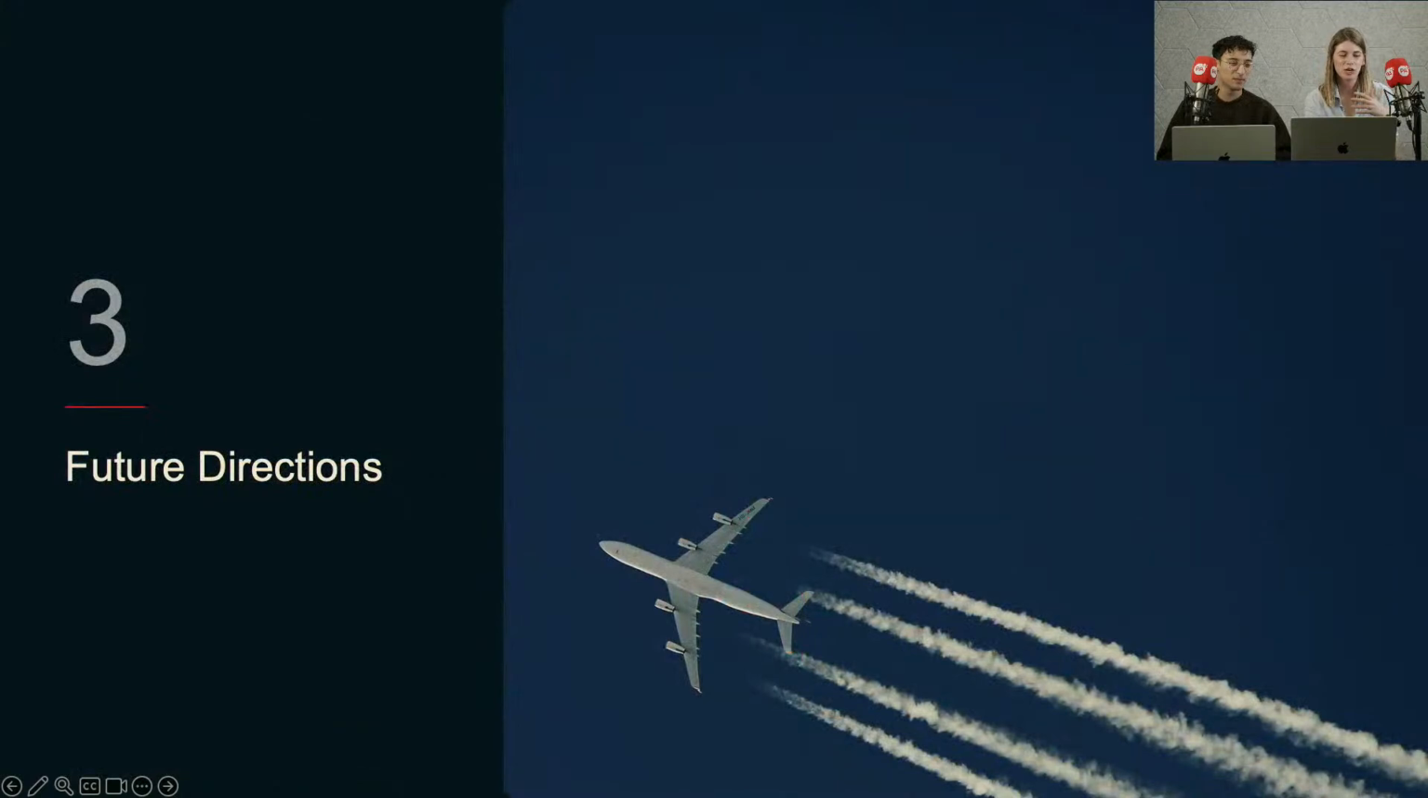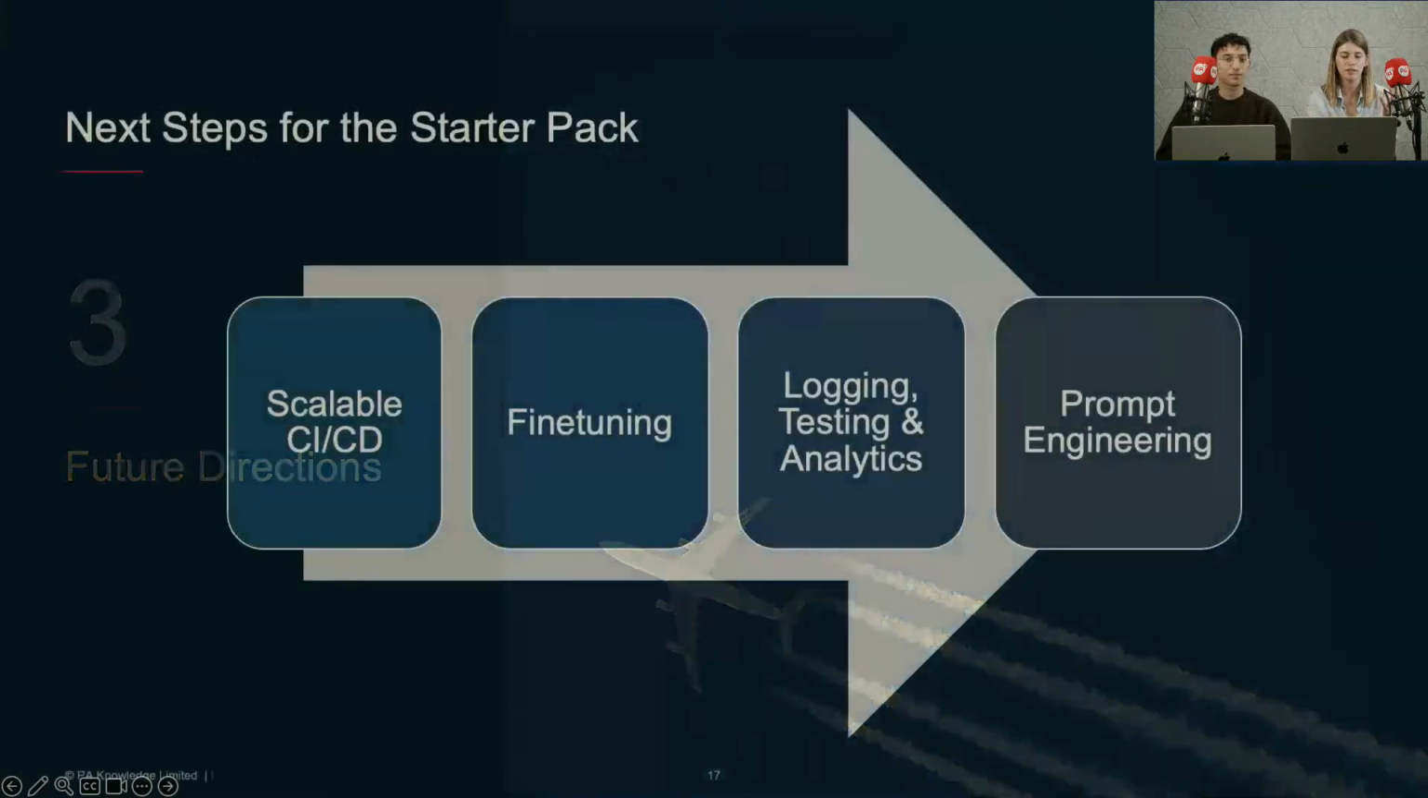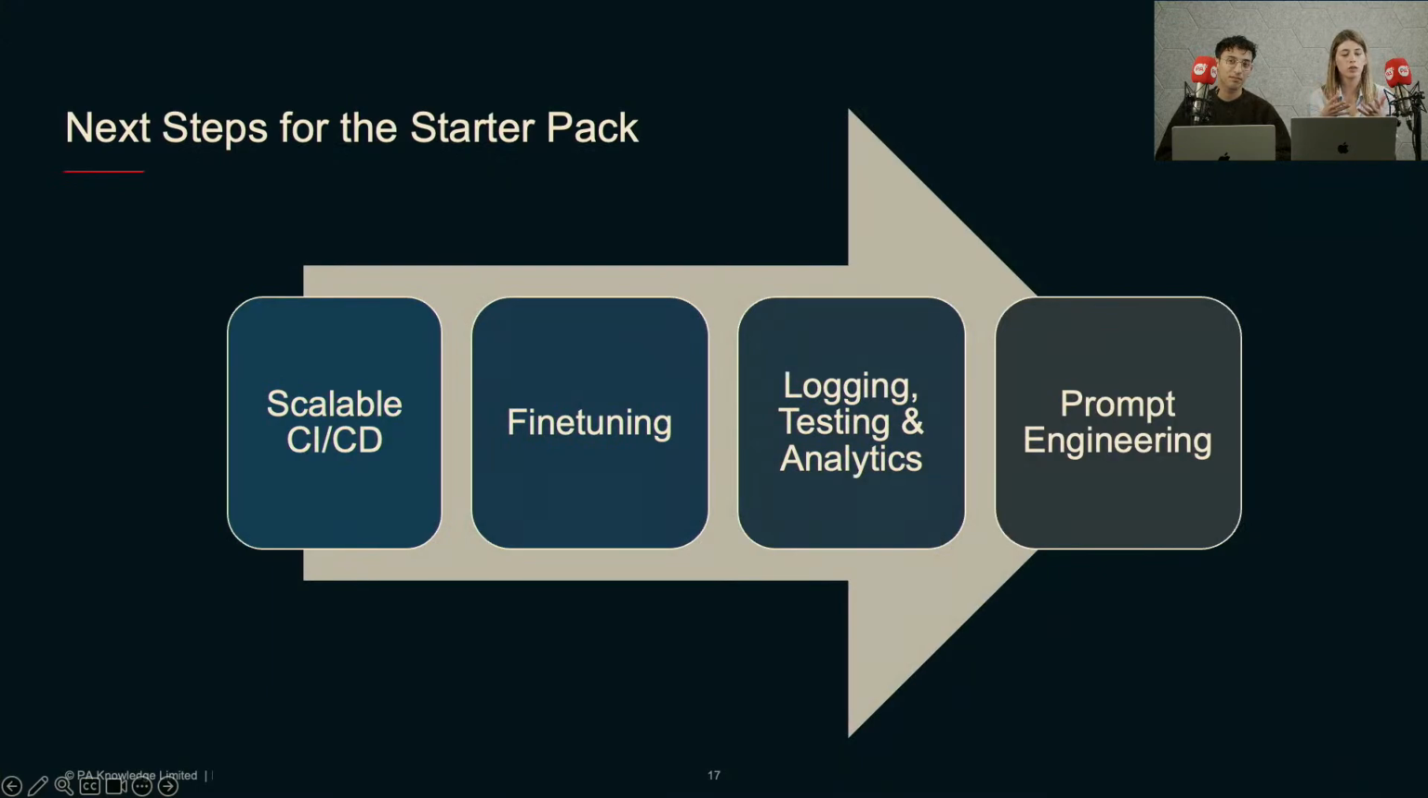So next, I just want to talk about the starter pack. I do have it, but I want to keep building towards it. Some of the things I'm looking out for are scalable, more generalized CI/CD that doesn't have to be GitHub workflows or something along those lines, maybe a Python script that can generalize that. I don't have any fine tuning in it right now, or logging, testing, and analytics. I do have a prompt, but I don't have any prompt engineering related to it. So these are the things I'm looking out for to build towards.